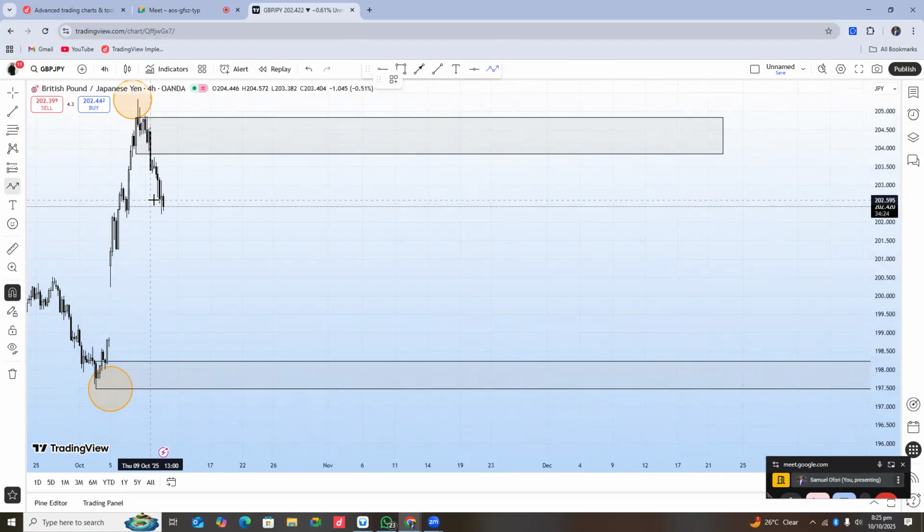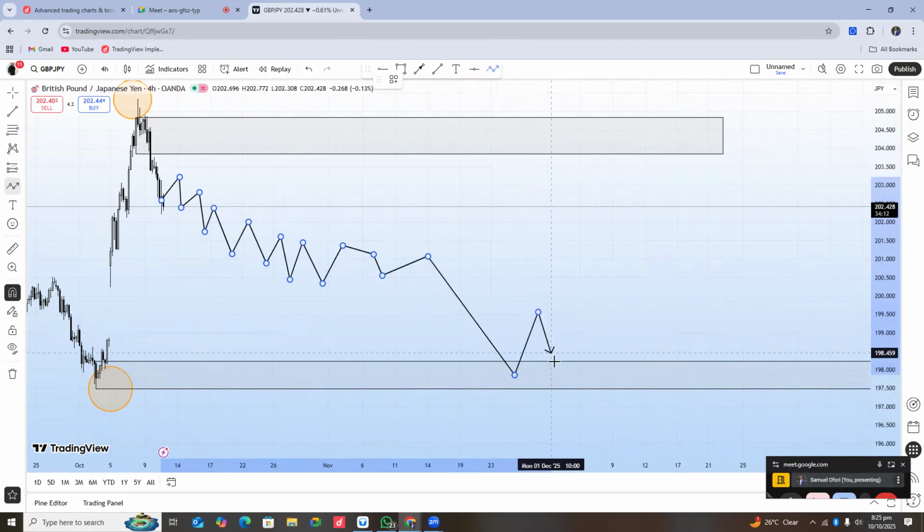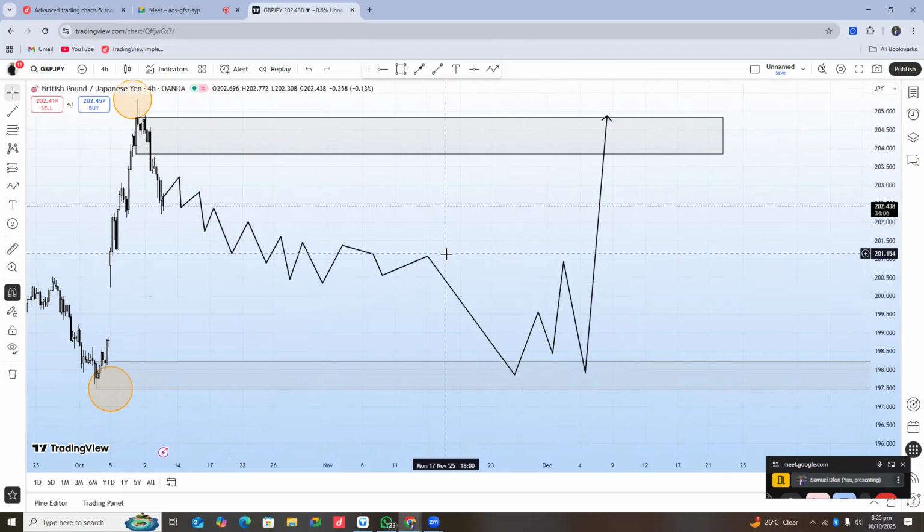So what I'm waiting for is for price to do whatever it will do. I don't care. It can do whatever it wants to do. But then when it comes here, I would expect price to move up and then boom, we come all the way to the top. That will be my expectation.